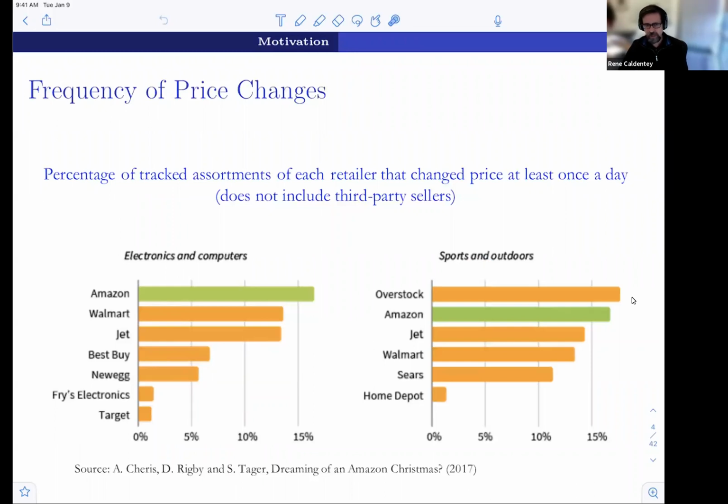So again, these are fairly durable goods for the most part, and yet 15% and more of these items are seeing price change on a daily basis, right? So there is this reality out there. All these companies are selling products that are fairly mature, fairly durable in some sense, and yet we see prices changing on a daily basis.